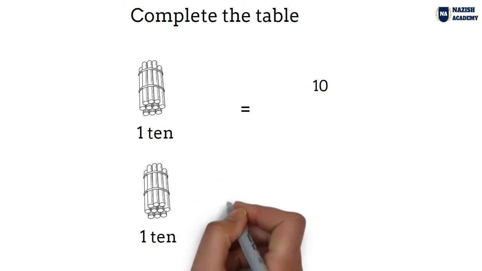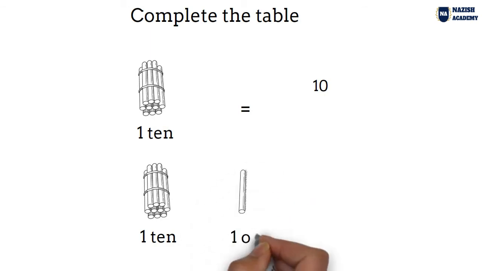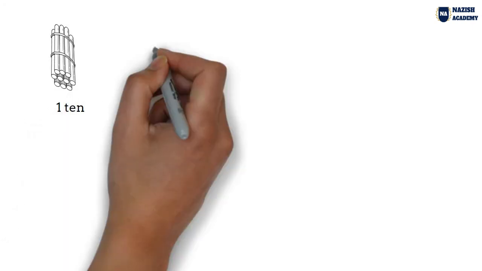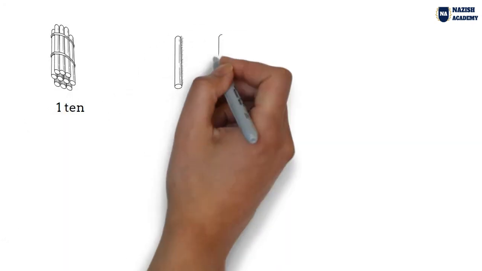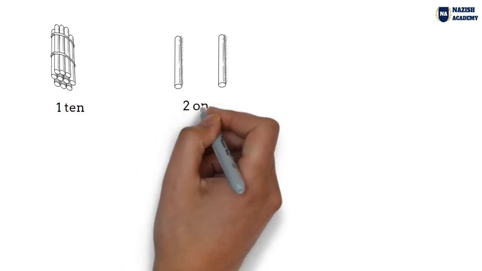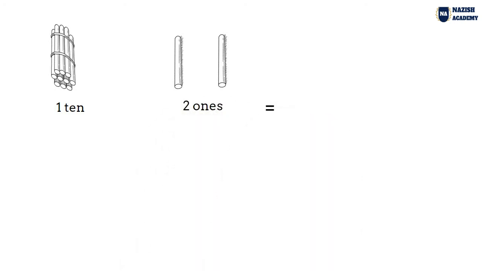Ten and 1 is 11. It means 11. Ten and 1, 2. 2 ones. Ten and 2 ones is equal to 12.